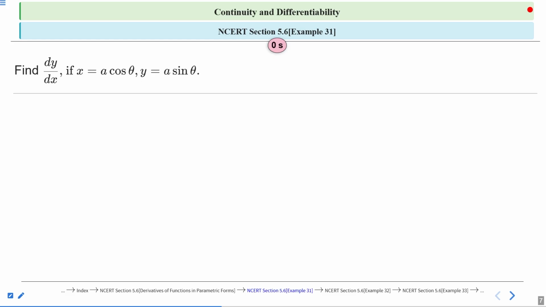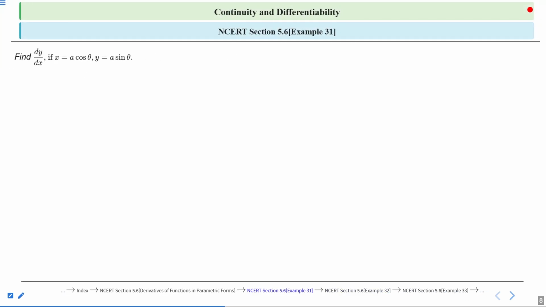Okay, so let us move to the solution part. We have to find dy by dx if x is equal to a cos theta and y is equal to a sin theta. So the answer is basically minus cot theta. Let us see the solution part.